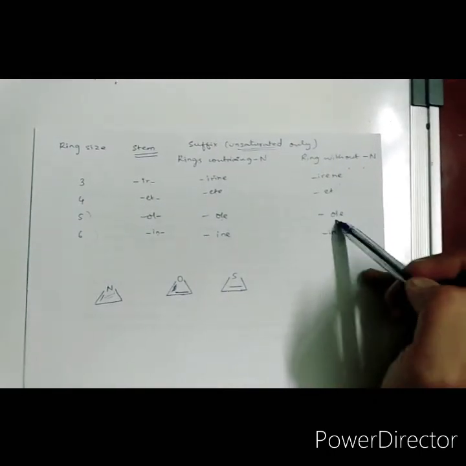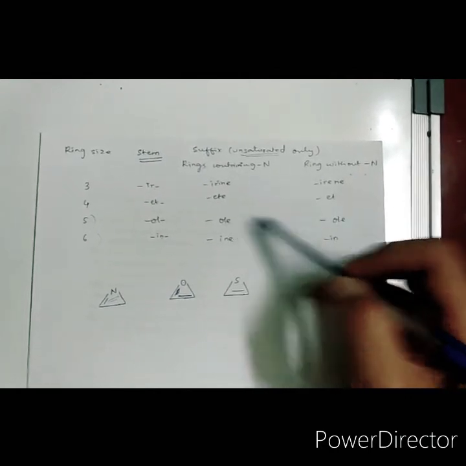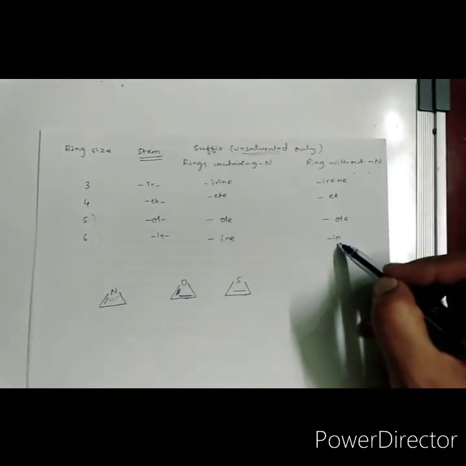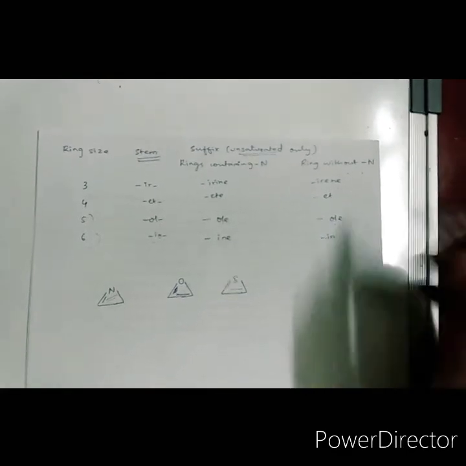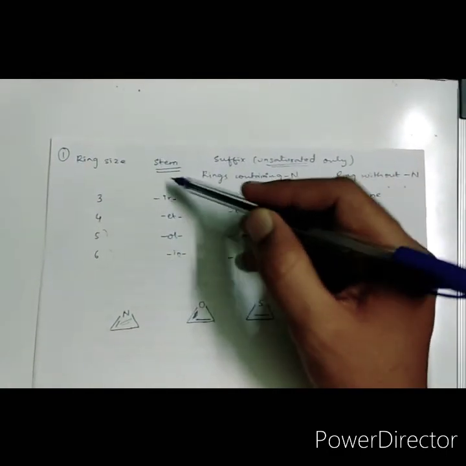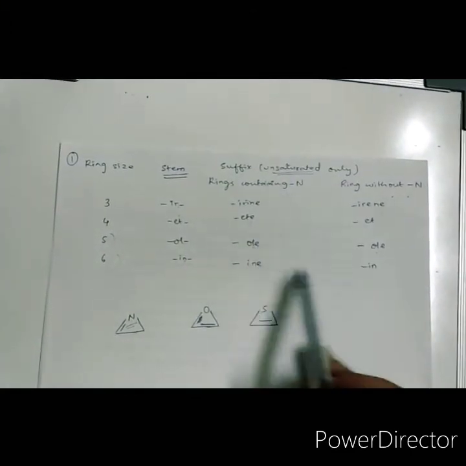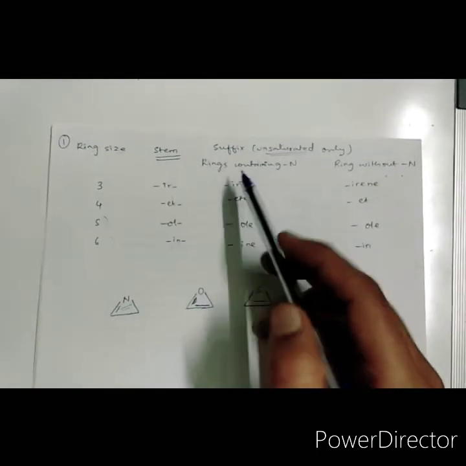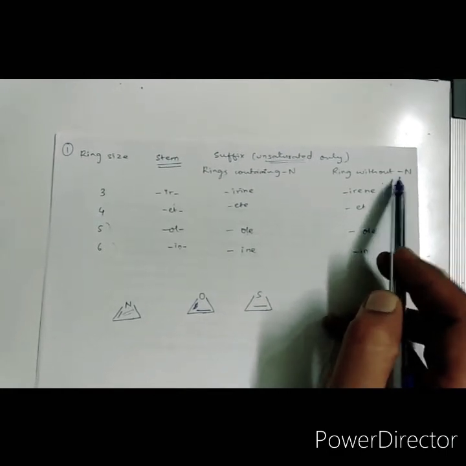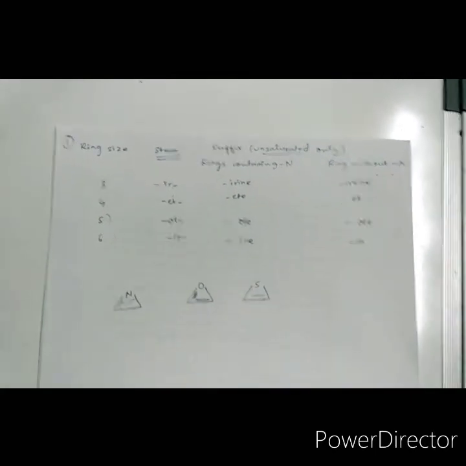There is no difference in the 5-membered ring, that is, for nitrogen-containing as well as non-nitrogen-containing rings, the suffix will remain the same, while for the 6-membered ring the suffix will be ine for nitrogen-containing and in for non-nitrogen-containing. This is the first rule of nomenclature, that is how to identify the number of rings present and which heterocyclic compound is present, whether the ring contains nitrogen or not, but it is specifically only for unsaturated, that is aromatic heterocycles, not for aliphatic heterocycles.